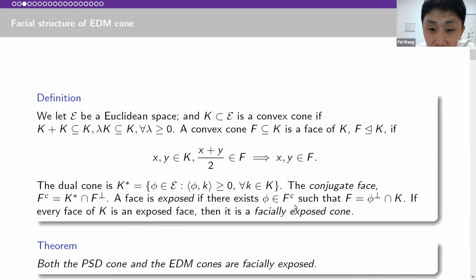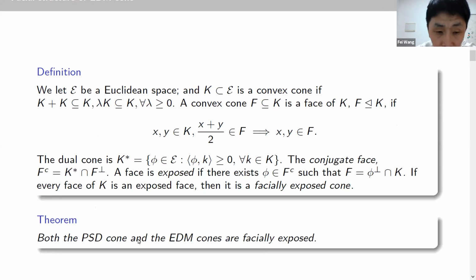The face is exposed if there exists a phi in the dual cone K*, such that F is equal to K intersected with the orthogonal complement of phi. So a face is exposed if it is the cone intersecting a linear hyperplane. If every face of K is an exposed face, then it is a facially exposed cone. There is a theorem which says that both the PSD cone and the EDM cone are facially exposed. So every face in these two cones is the intersection of a hyperplane with the cone.